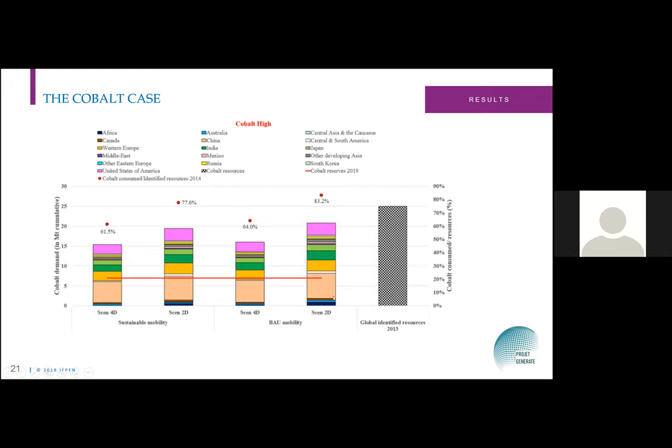Sorry, Gondia, you have also almost reached your time. So if you can just accelerate. Yeah, okay. Then we can have a little time to discuss. Okay, perfect.